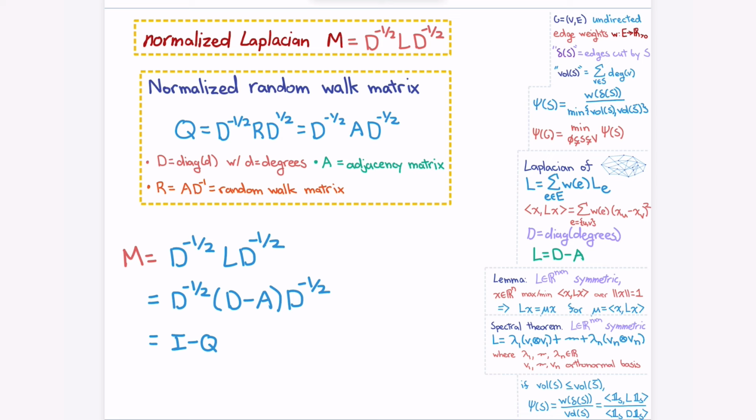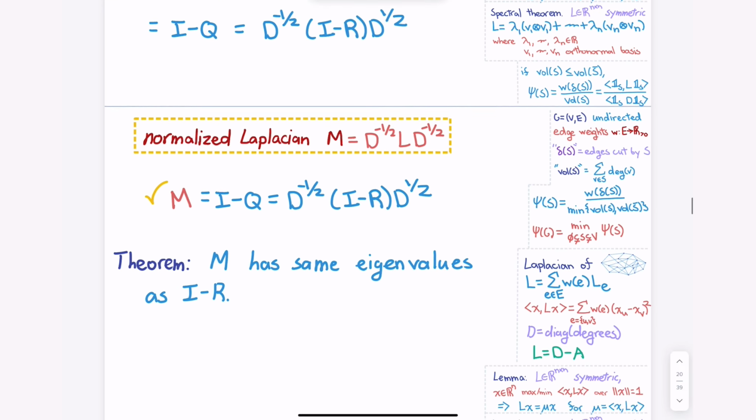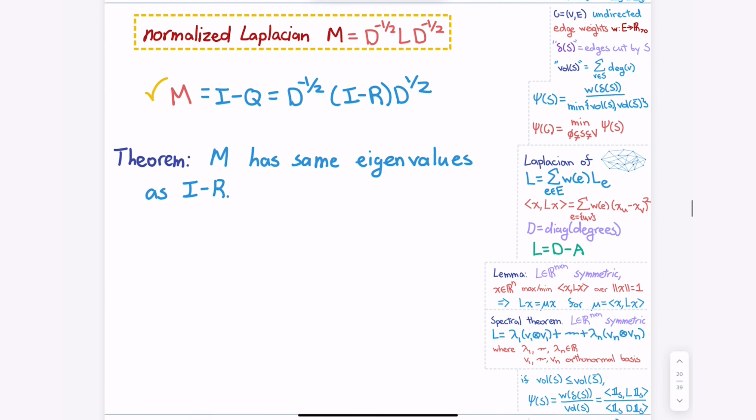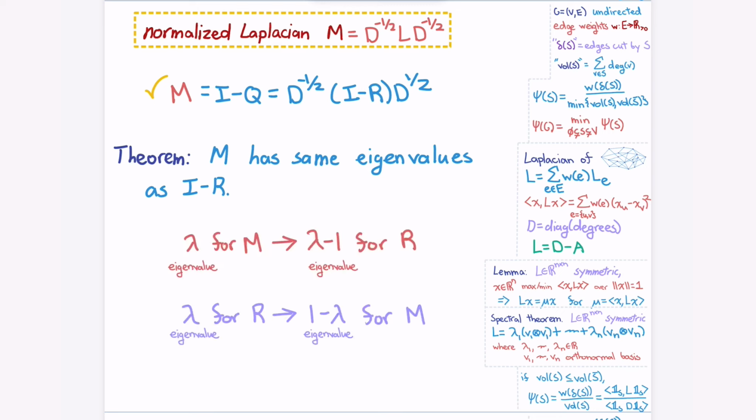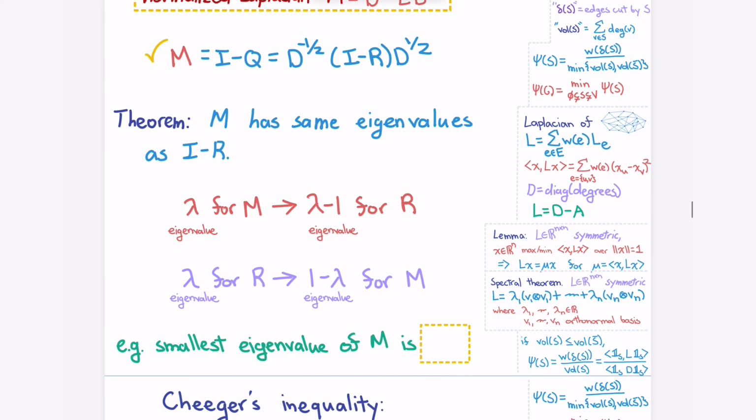It's 1 minus the eigenvalues of Q. The smallest one will be 0, and it's going to go all the way up to at most 2. Good. So M is going to have the same eigenvalues as I minus R, so this is just mapping them back and forth. Lambda goes to 1 minus lambda.